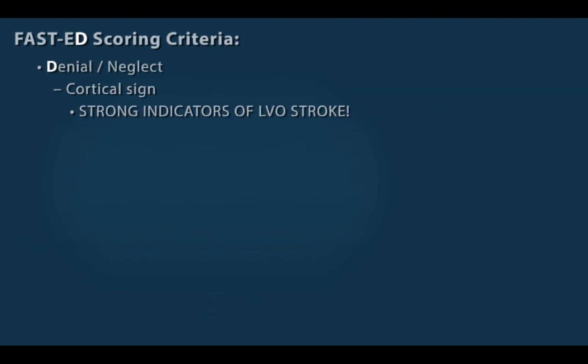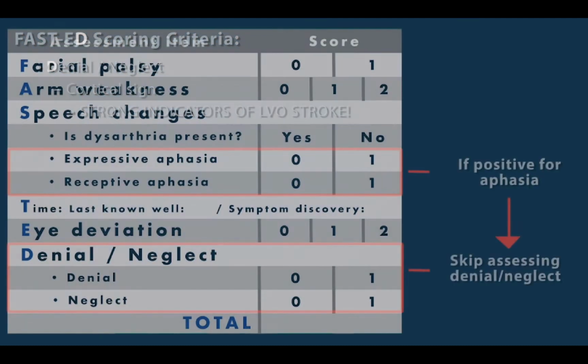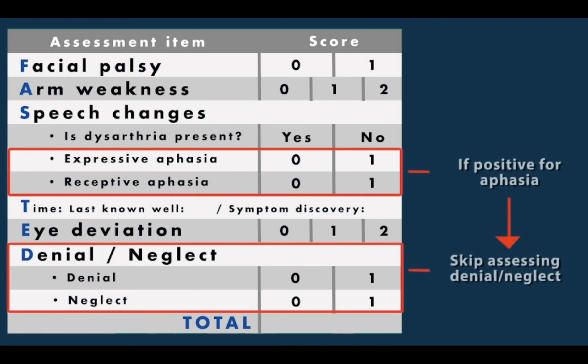Denial and neglect are also cortical signs and another strong indicator of LVO stroke. But again, denial and neglect are only tested when signs and symptoms of aphasia are absent. If any signs and symptoms of aphasia are present, skip the assessment for denial and neglect.